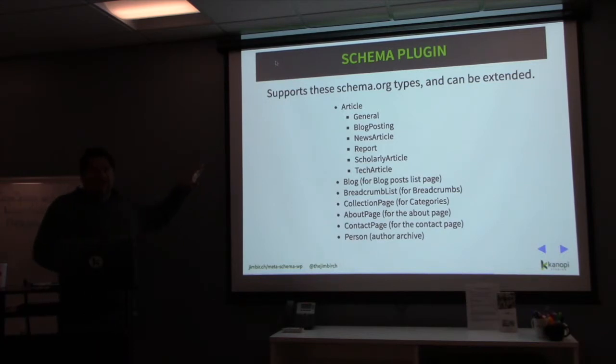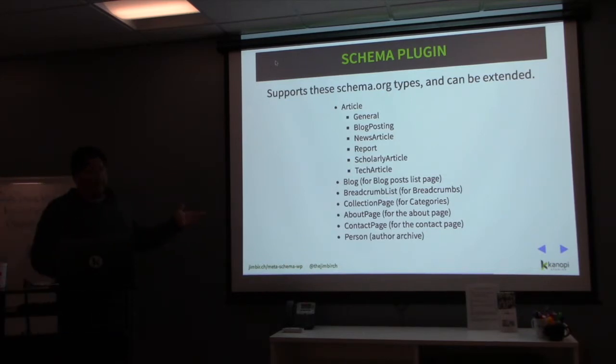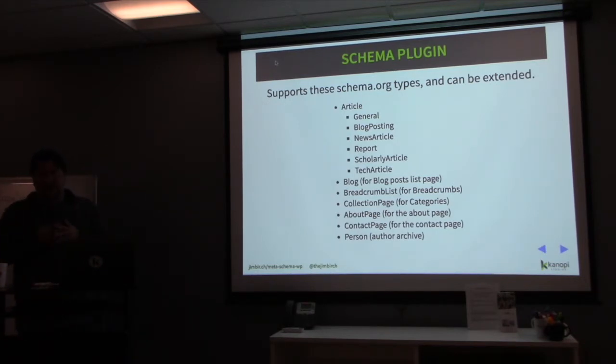The blog schema for a blog page on your site. Breadcrumbs list for breadcrumbs. Collection page for your category pages. About, you know, tell it which is your about page on your site, and it would put the about markup. Same for contact page. And it puts the person schema on the author archive. This is great out of the box, you know, it gets you a lot of what a basic WordPress site would need.